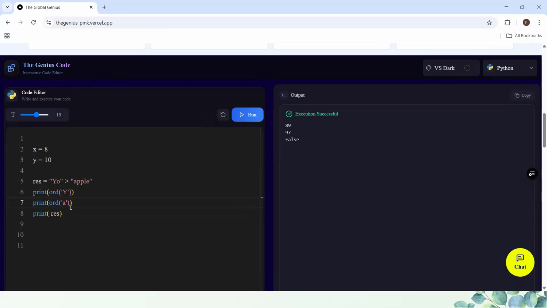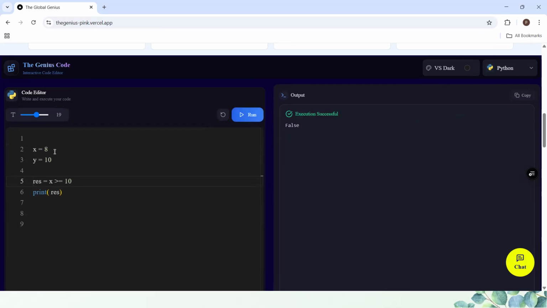If I say is x greater than or equal to 10, the answer is going to be false, because x, first of all, is not greater than 10, and x is not equal to 10. So none of them is true. Is x greater than 10? False. Is x greater than or equal to 10? False. So we are going to get false.